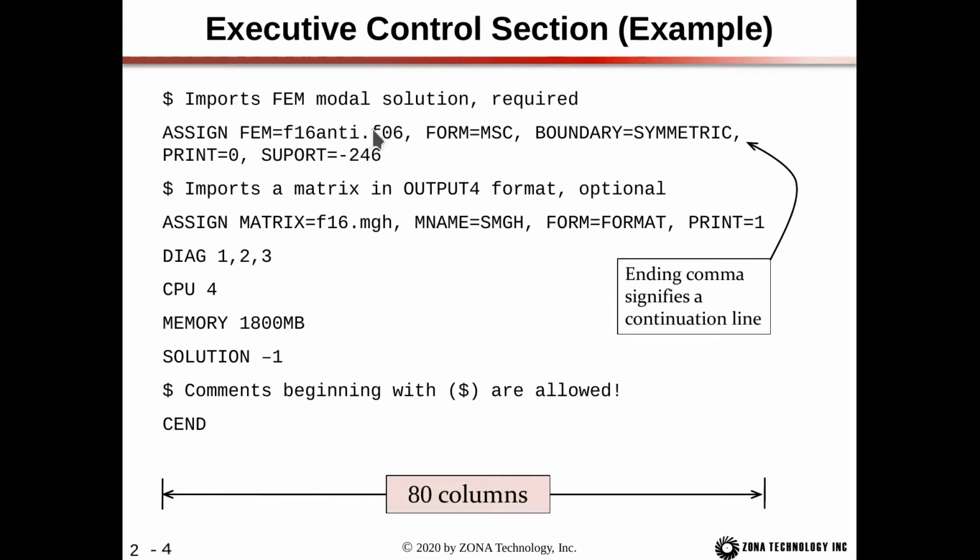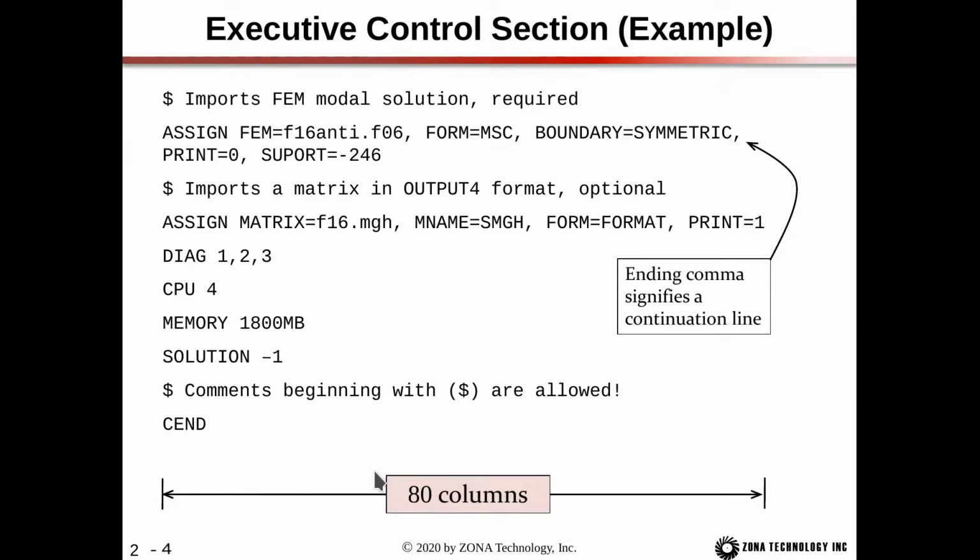quite large. So in my inputs, sometimes the assign FEM equals, and then file name takes up one whole line, and I'll have a comma. You can switch to the new line, and then you can have the format, boundary condition, print, and support options on the second line. Then the assign matrix imports a matrix. Once again, assign matrix can support the comma, new line option. And then we have some more of the cards as an example here.